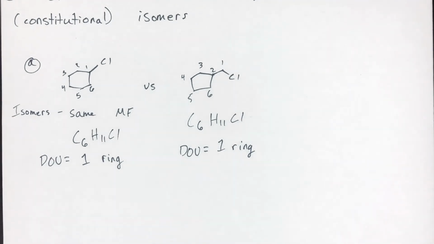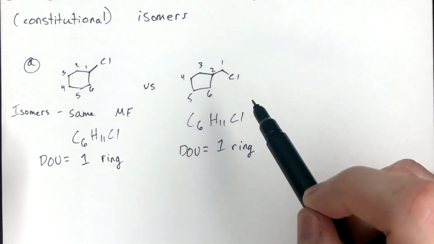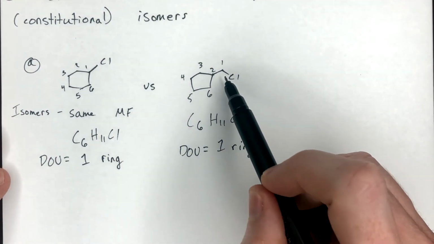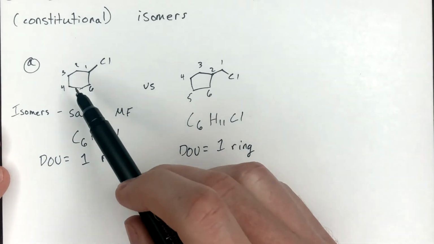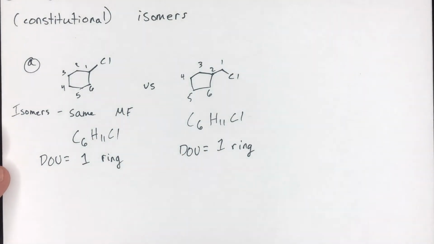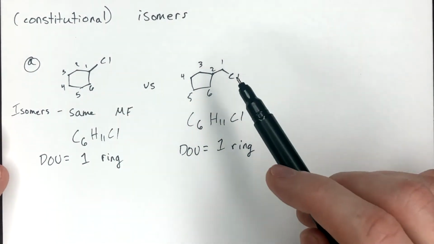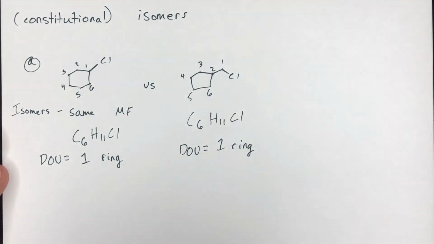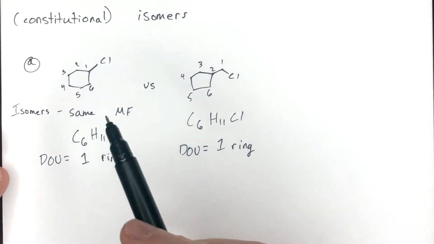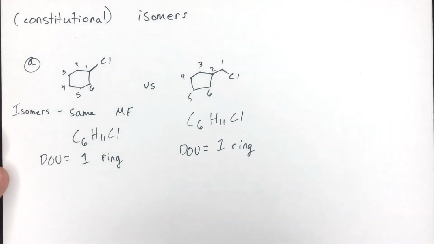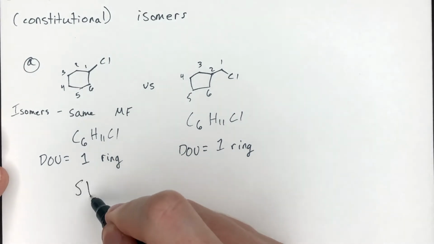We now have to determine, are they structural isomers or some other type? Well, here we have a 5-membered ring versus a 6-membered ring. So those are completely different types of bonds. The chlorine is off of the ring here. It's off of just a single methylene carbon, CH2, off of the ring. So the connectivity is completely different. So these are structural isomers.